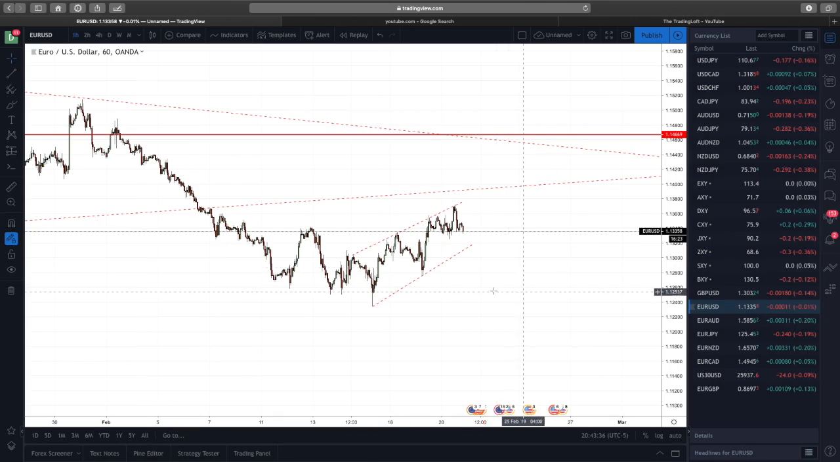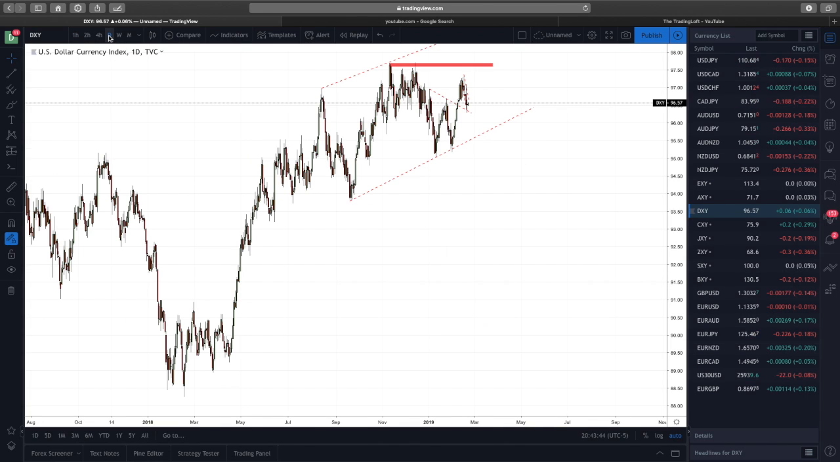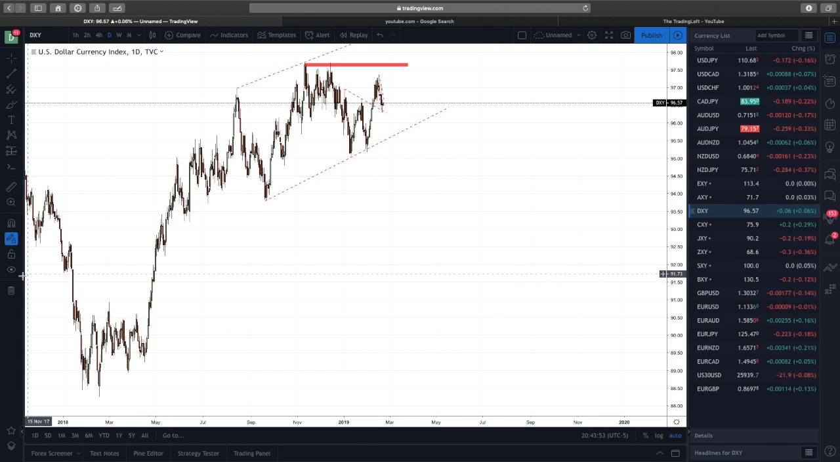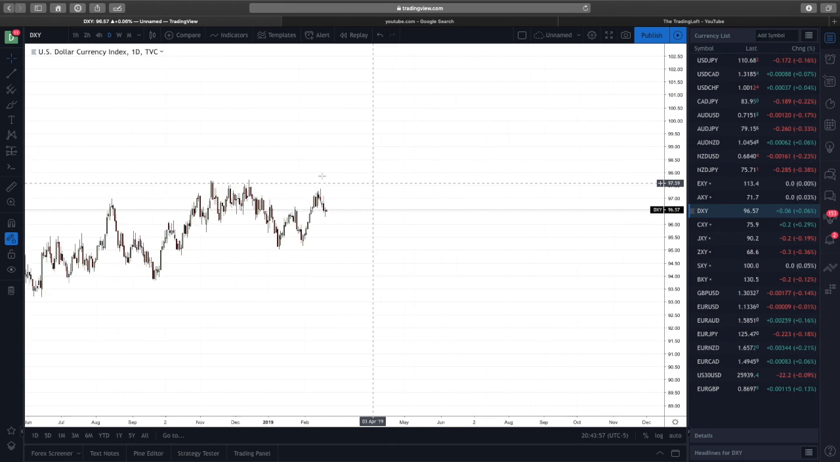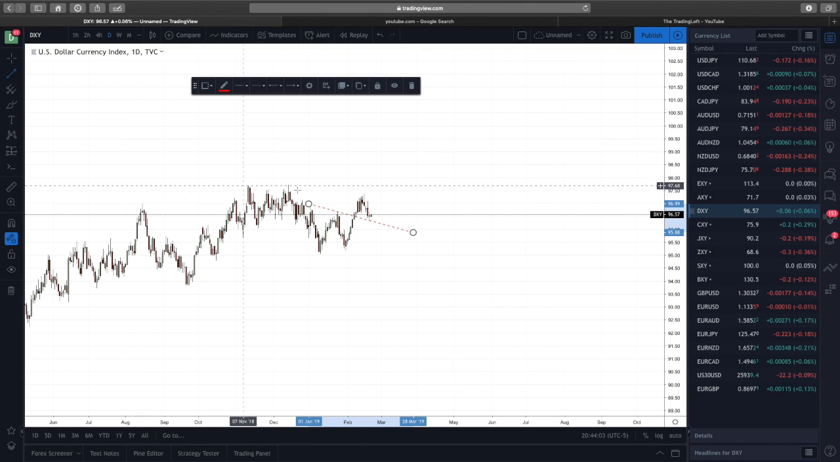If I go to my charts, on Monday I was explaining that the market could possibly do a retest on the dollar index, and it looks like that actually happened. Let me remove all my drawing tools, and if I go ahead and draw my trend line and all my areas in my drawing tools again, I'm going to draw my channel.